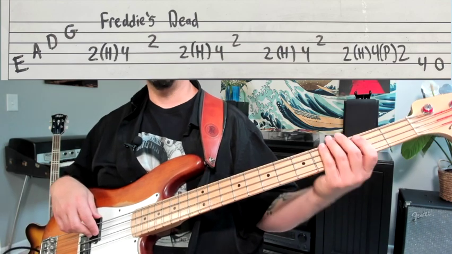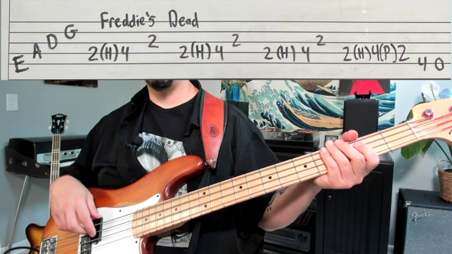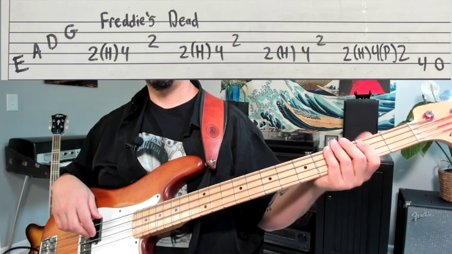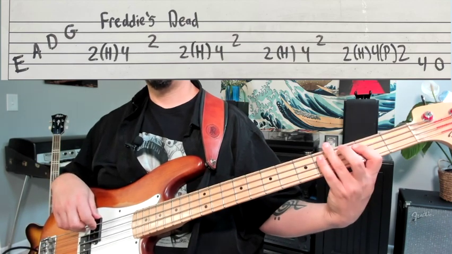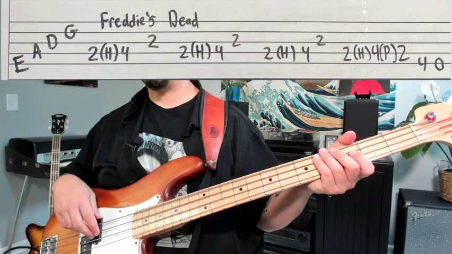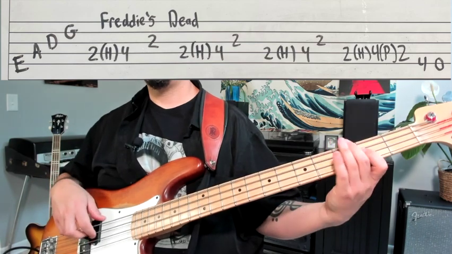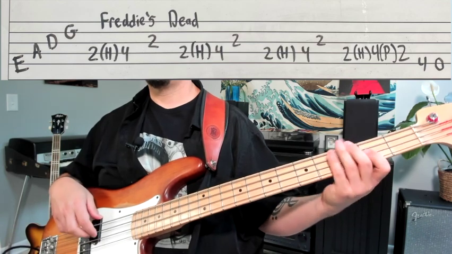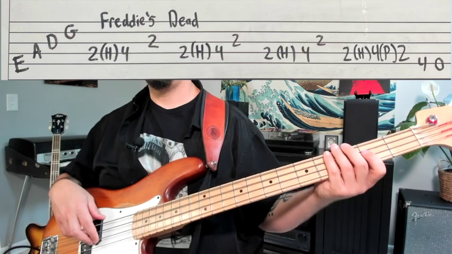So the way that would look would be 2H4 and then 4P2. You see that? And then I'm going 4 on my E string, open on my E string. So here's that whole riff, and here's the tab. I'll do it again.